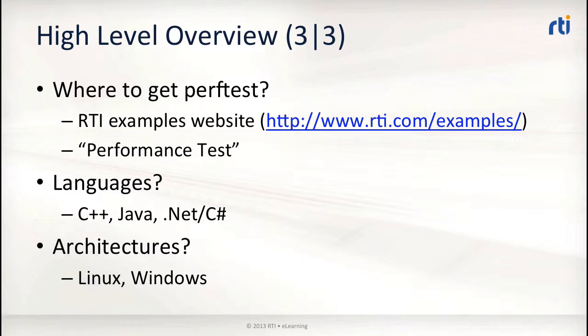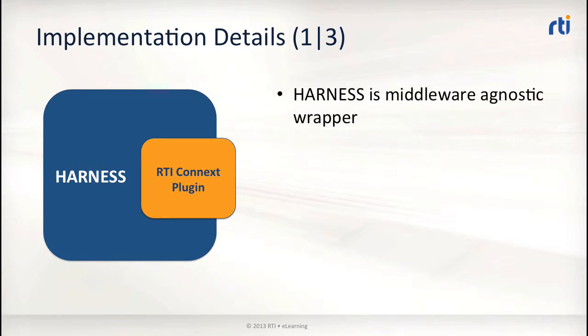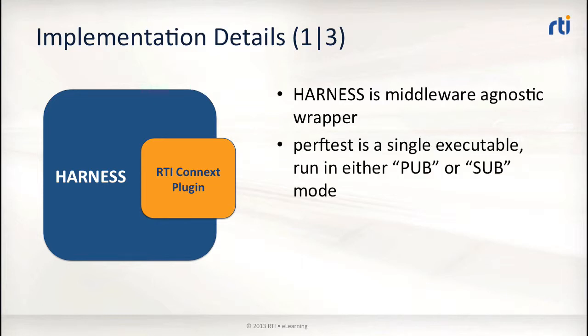Now we're going to go into the implementation details of PerfTest. PerfTest is designed to be extensible. Thus, it is implemented as a harness and a plugin. The harness is middleware agnostic, though we only provide a plugin for RTI Connext. The harness controls execution of the test for things like coordination and synchronization, ensuring the test actually starts correctly, sending data per the configuration, data sizes, data rates, etc., and retrieving and processing latency echo requests.